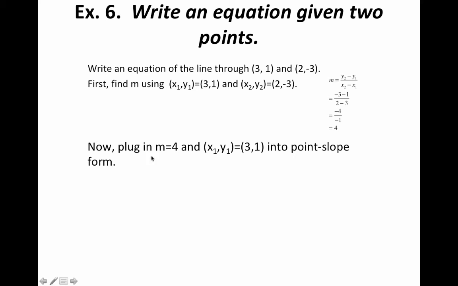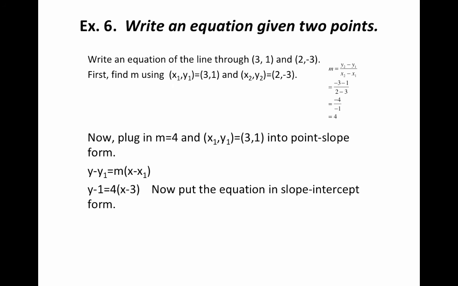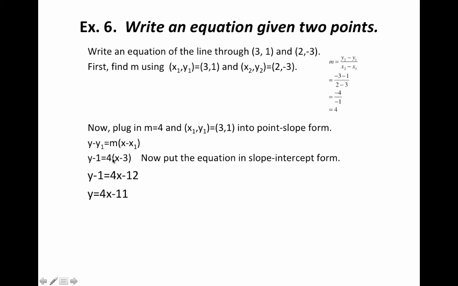Now, we're going to plug in m equals 4, because that's what we just determined, and let's just leave (x1, y1) as (3, 1). You could use (2, -3), but we've already said (x1, y1) is (3, 1), so let's just go with that. We're going to plug those into point-slope form. So we're going to have y minus 1 equals 4 times x minus 3. Okay, so let's transform it. We're going to distribute that 4 to get y minus 1 equals 4x minus 12. We add 1 to both sides to get y equals 4x minus 11.